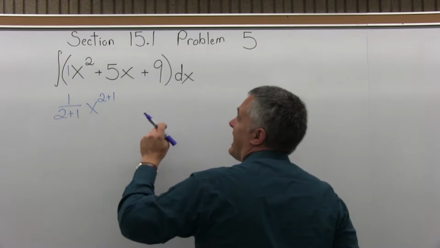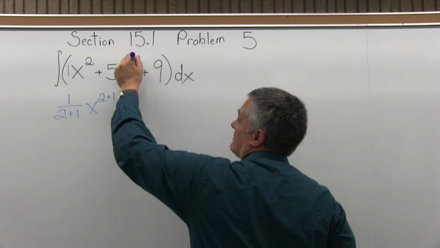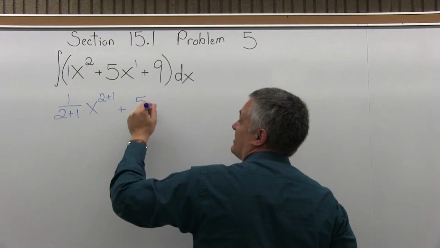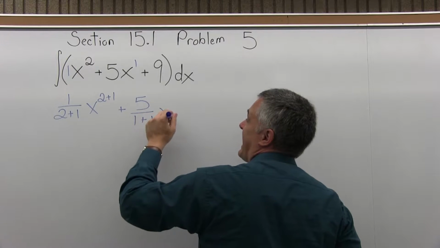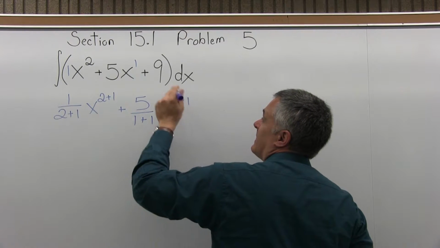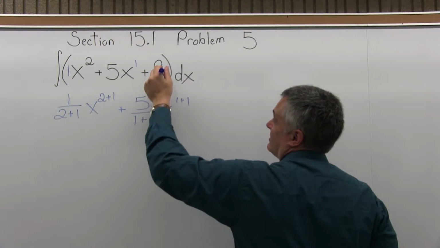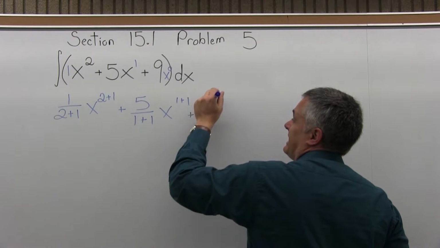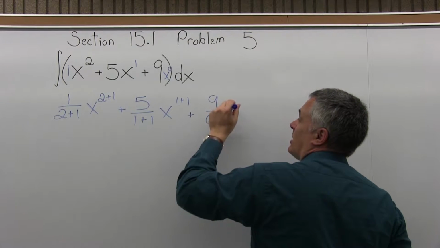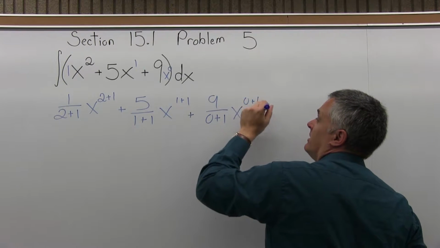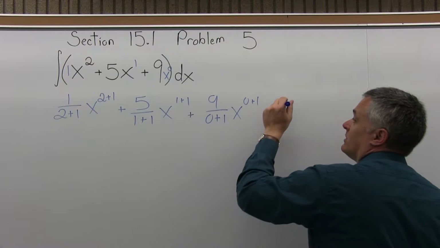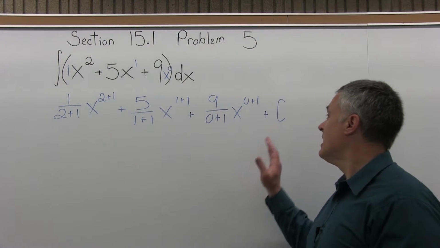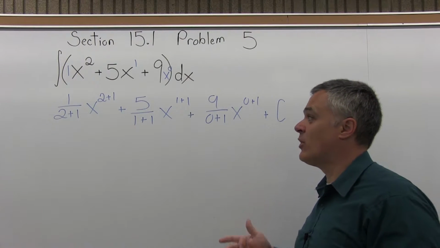The 5x, the next piece in the middle, let's assume it's a 5x to the first. It's going to be what gets to go plus 1. So it'll be 5 over 1 plus 1, x to the 1 plus 1. And then the 9 at the end, you can assume that's coming from a 9x to the 0. So it'll be 9 over 0 plus 1, x to the 0 plus 1. And when you do an integral, there's always a plus C at the end that could have come from some constant. C is for constant, a number with no variable, like say 4.